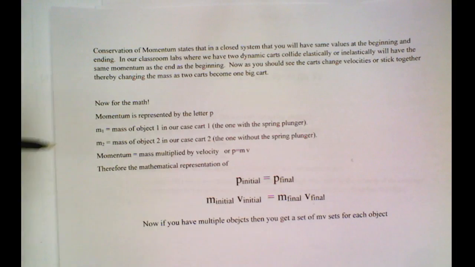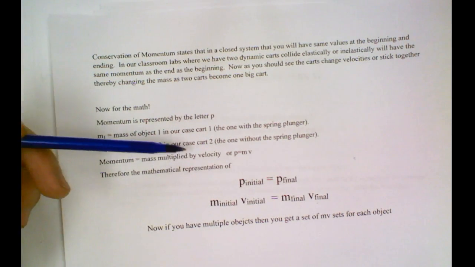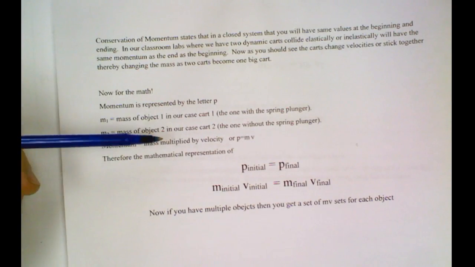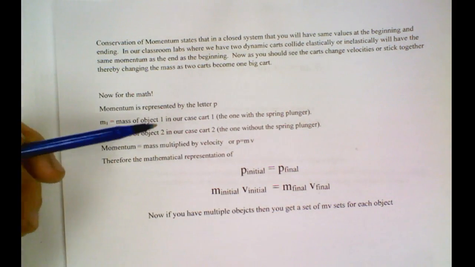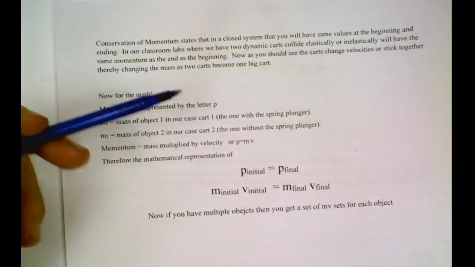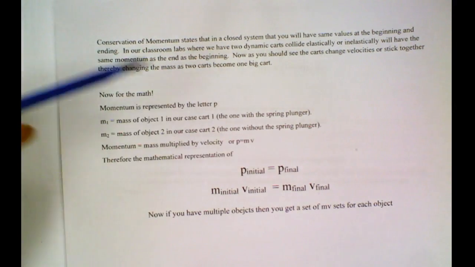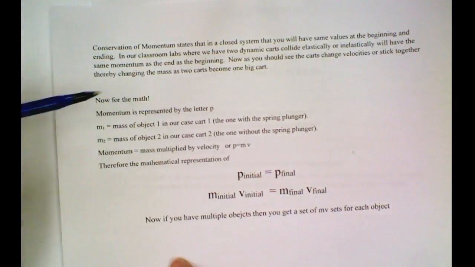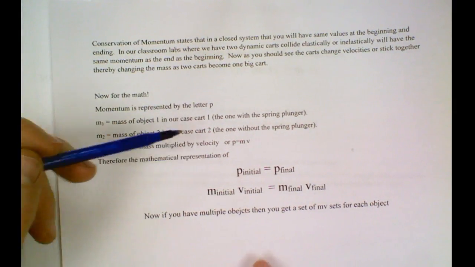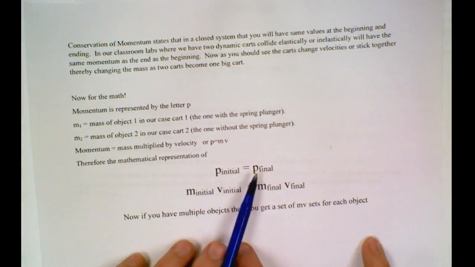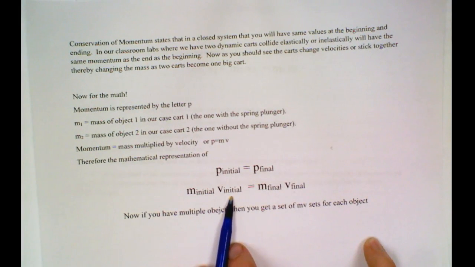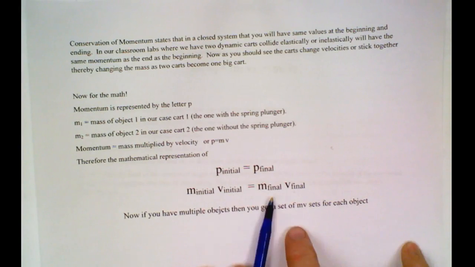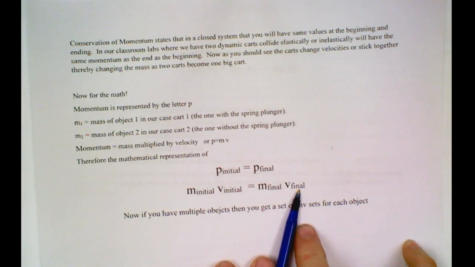Momentum is mass multiplied by velocity. I try not to say mass times time, because that might get you confused, or times velocity, because you might get confused and square something. It is mass multiplied by velocity, or P equals M times V. Therefore, the mathematical representation is that your initial momentum is equal to your final momentum. So if you have a mass moving, then you have momentum, and that would equal the final mass times its final velocity.